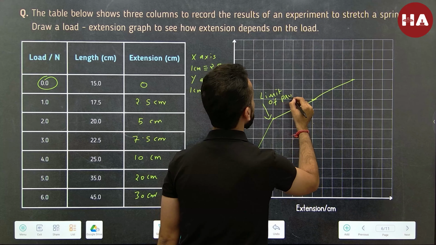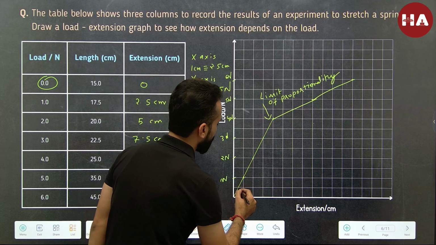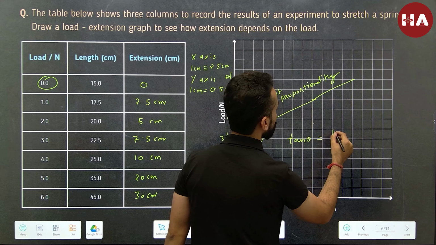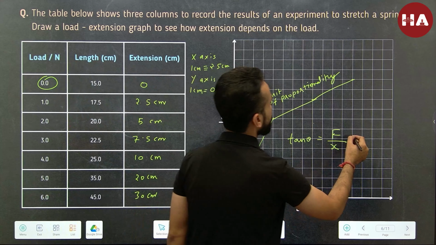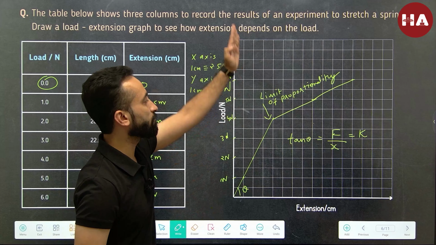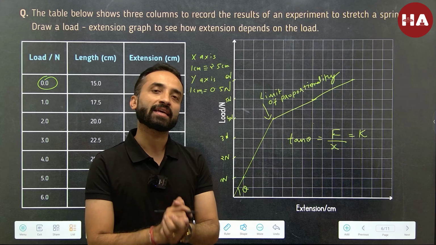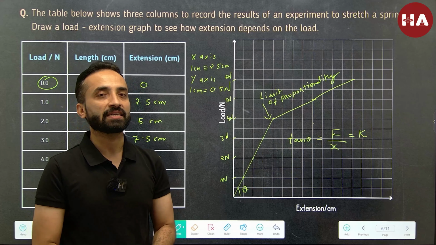Just for your knowledge, I'm going to help you further. Limit of proportionality. And then you can also comment on one more thing, that the slope of this, that is tan theta, is going to be F over X, that is force over extension. So that is basically your spring constant. So imagine if you draw a graph which is steeper, then that would mean that the spring constant is even more, right? That is, it is representing a stiffer spring.